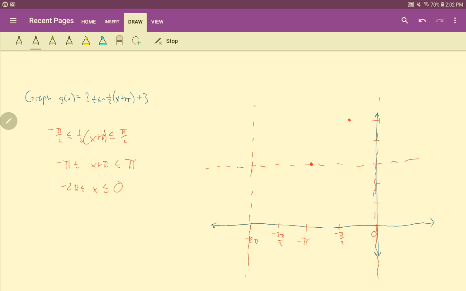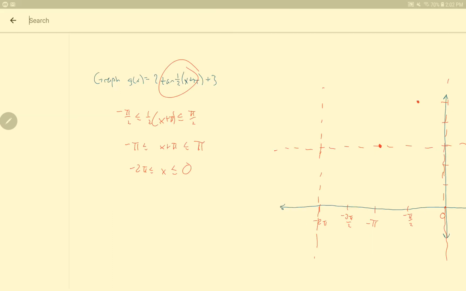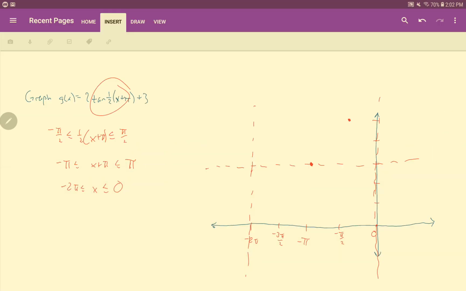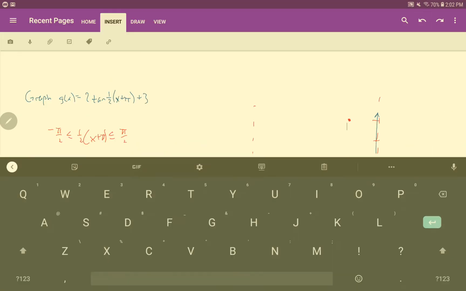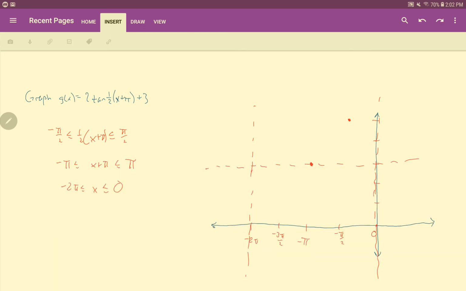And then you could probably figure out what the pattern's going to be. Let's go ahead and plug it in. Negative 3 pi over 2 plus pi is negative pi over 2, times 1/2 is negative pi over 4. Tangent of negative pi over 4 is negative 1, times 2 is negative 2, plus 3 is 1. And hey, lo and behold, there's the graph.